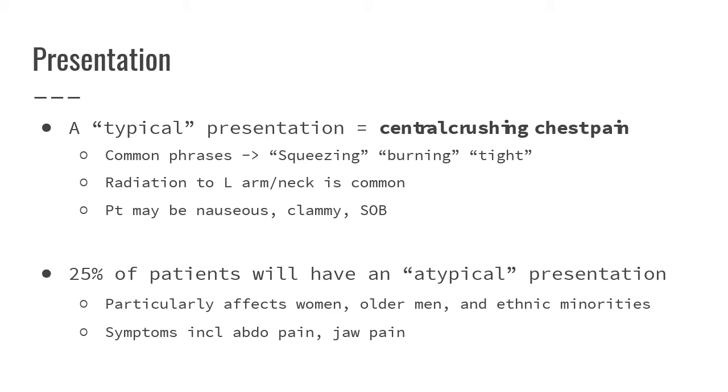A typical presentation of ACS would be a central crushing chest pain. Some common phrases used by patients are squeezing, burning or tight pain. Often there's some radiation to the left arm or the neck, and the patient might be nauseous, clammy or short of breath. 25% of patients, however, will have an atypical presentation, particularly women, older men and ethnic minorities, and some of their symptoms can include abdominal pain and jaw pain.